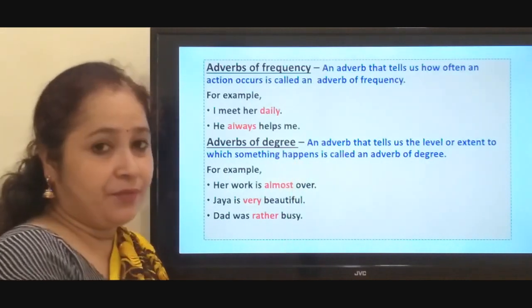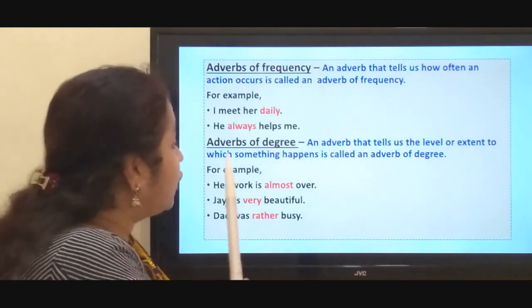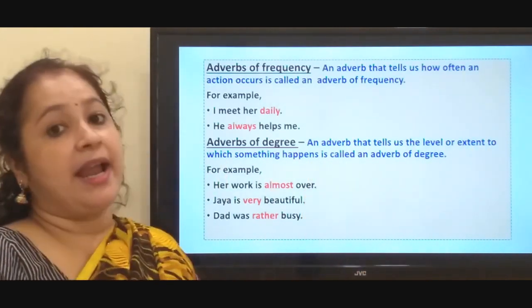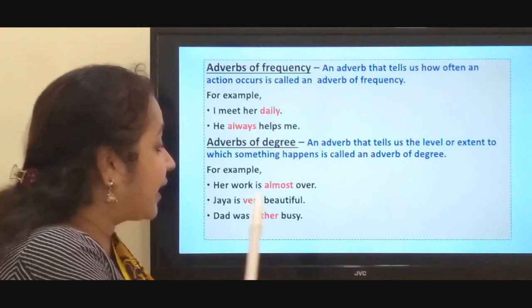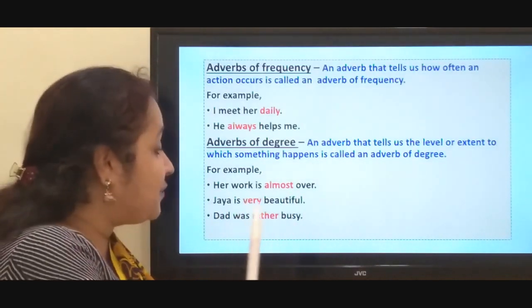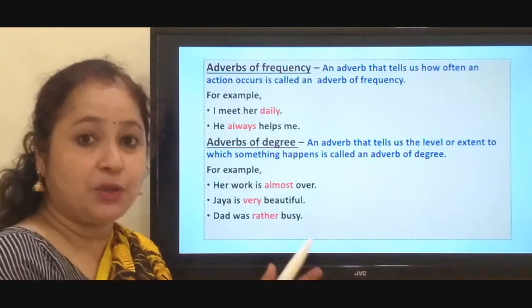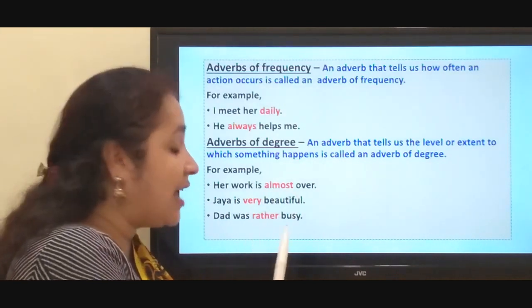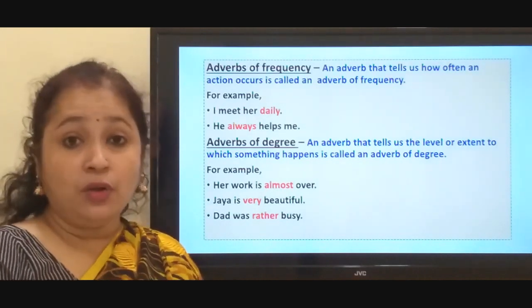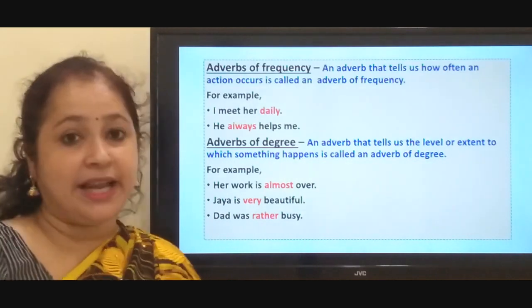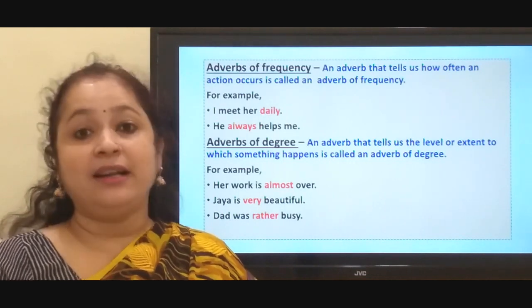Adverbs of degree. An adverb that tells us the level or extent to which something happens is called an adverb of degree. Let us read some of the examples. Her work is almost over. Jaya is very beautiful. Dad was rather busy. So students, in these examples, you see almost, very and rather are words that tell us about the extent of an action. So they are examples of adverbs of degree. I hope students, now you have no doubts regarding adverbs and their kinds.